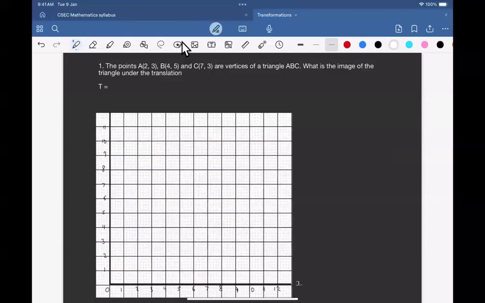Glad to see you. All right, so we're doing transformations like translation, rotation, reflection, enlargement, that kind of thing. So we're starting off with translation. That's basically moving the shape.